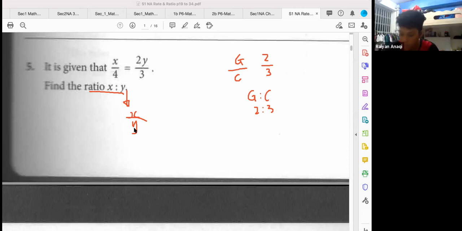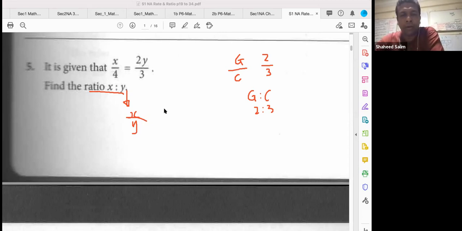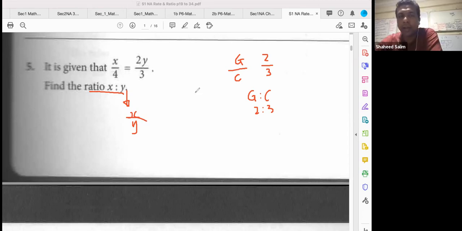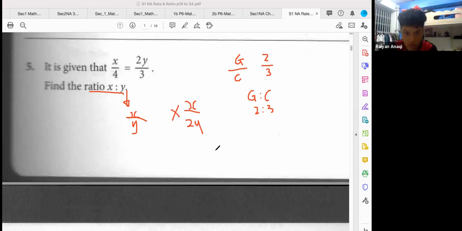Do I have to simplify it or don't need? Okay. What do you have now? You got x over y already? It's 2y. Okay, x over 2y. Ah, okay. So now if you have x over 2y, how do you get rid of the 2? You can times both sides by 2. And then you get x over y.